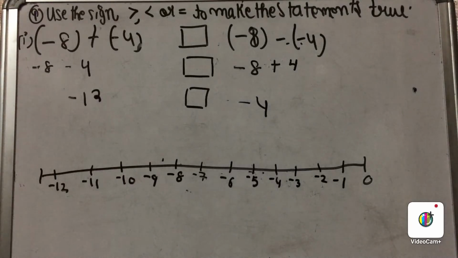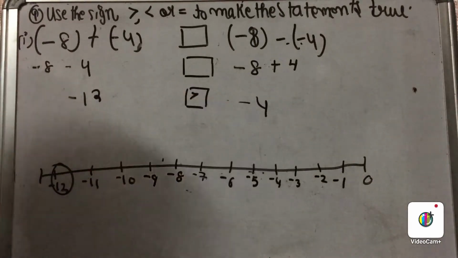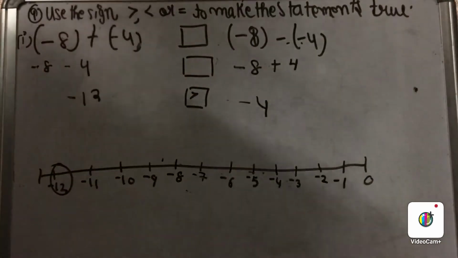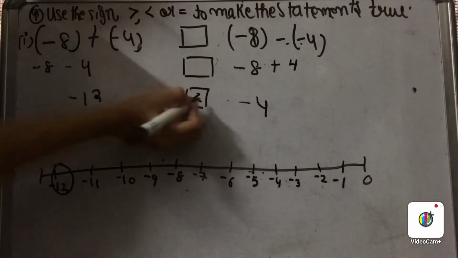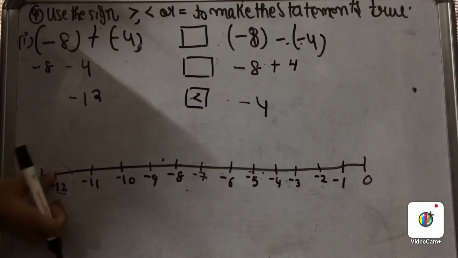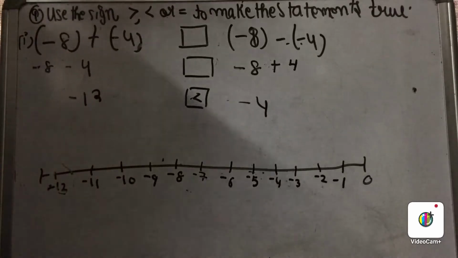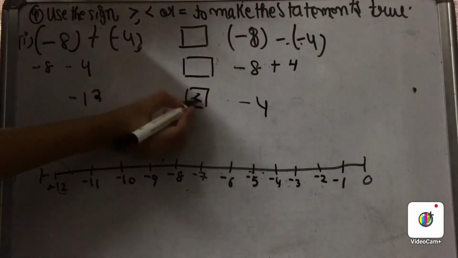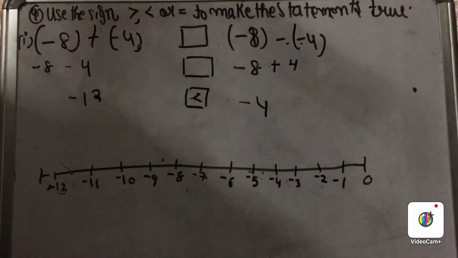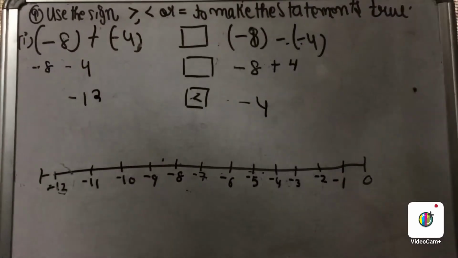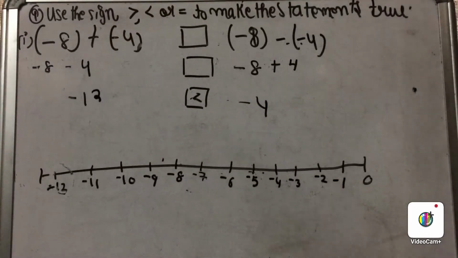So now if we compare minus 12 and minus 4, how would you compare it? The more the number is on the left of the number line, the smaller it is. Now which number is on the most left of the number line? 12. So 12 is the smallest. So the sign will be this because 12 is smaller and 4 is bigger. Because 4 is bigger, you would open the sign's mouth at minus 4, because the more the number is on the right of the number line, the bigger it is. So now our first question is solved.